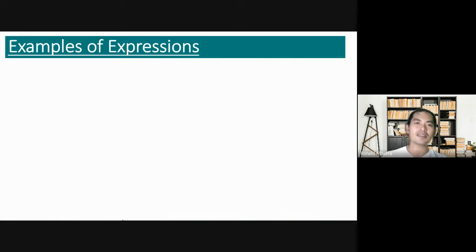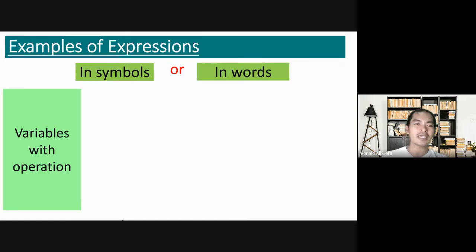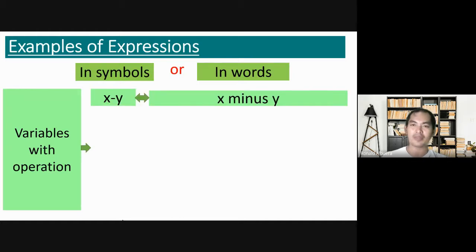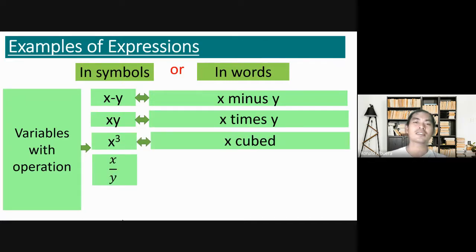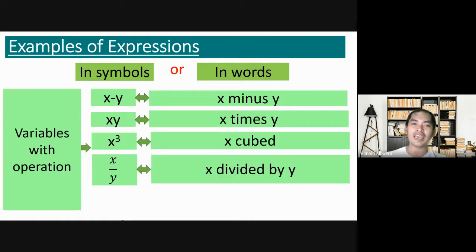Another examples of expressions, in symbols or in words, variables with operation. Gaya ng x minus y, that's in symbol. So we have also x and minus y in word. X times y, okay? X cubed, okay? X over y or x divided by y.